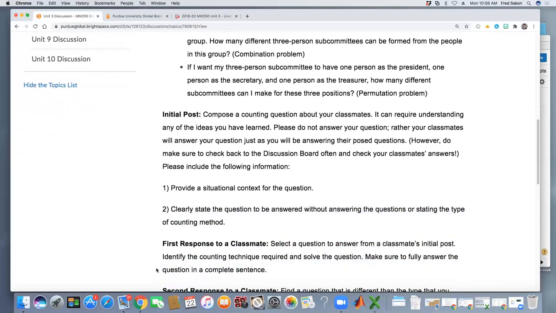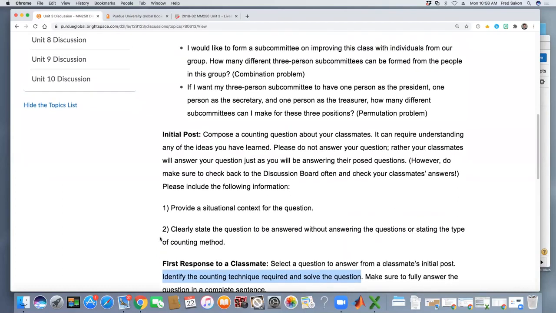Why is that? Because in the first response, you will be selecting someone's question and context from the initial posts, and there is where you will identify the counting technique required and solve the question in a first response to a classmate. So that's why it's important not to do those things in your initial posts. You can focus on just setting up the context and stating your question in the initial post, and then in your first response, that's where everyone will have the opportunity to identify the counting technique and solve the question.